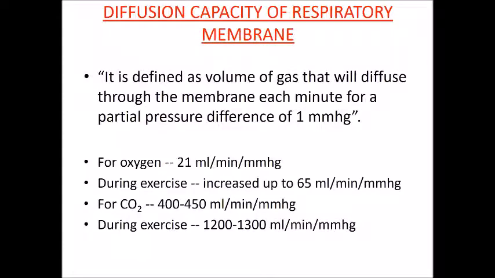Now, what is diffusion capacity of respiratory membrane? So, it is defined as volume of the gas that will diffuse through the membrane each minute for a partial pressure difference of 1 millimeter of mercury. Now for oxygen, the diffusion capacity is 21 ml per minute per mmHg.